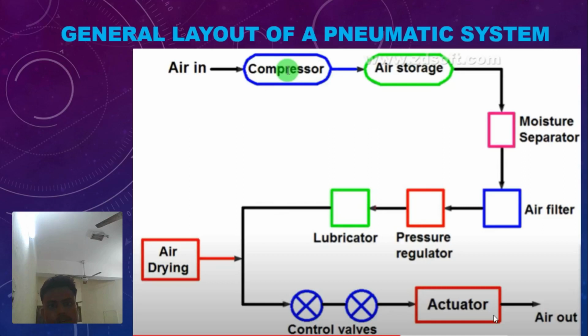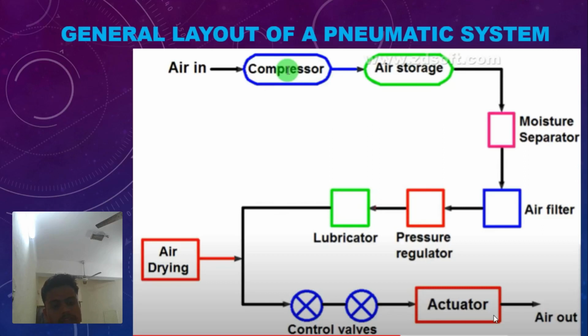So here is a general layout of a pneumatic system. First, the air is compressed in a compressor, and then it is stored in an air storage tank, which is fitted along the compressor, and then it is passed to the moisture separator. In the moisture separator, the moisture present in the air is removed, and then it is passed through an air filter. This air filter removes all the impurities like dust particles which may obstruct the movement of the air, and then it is passed to a pressure regulator.